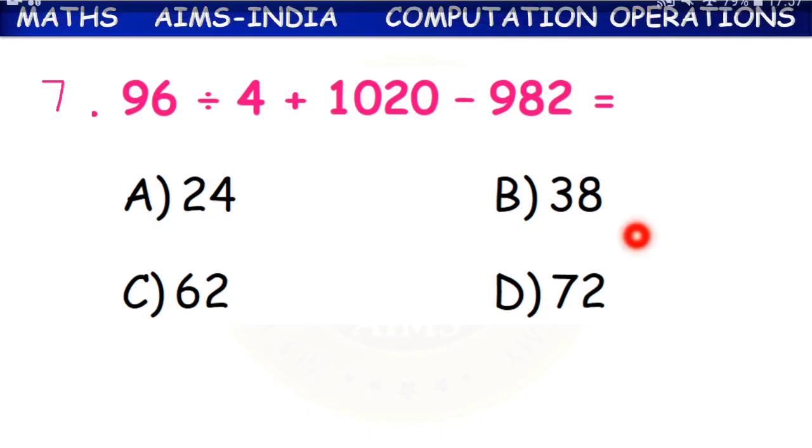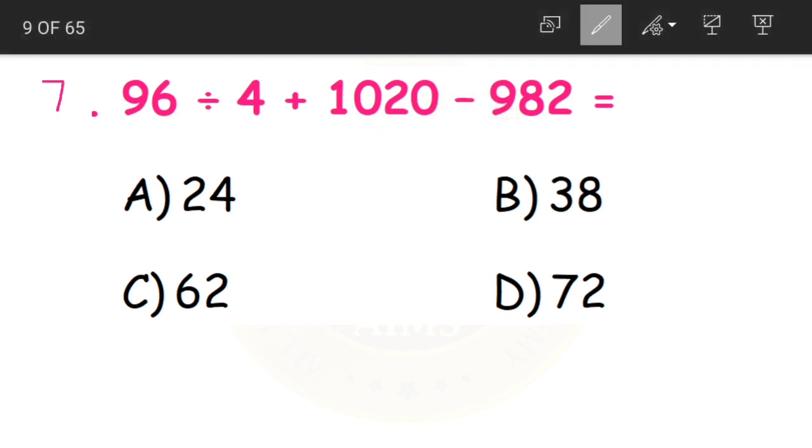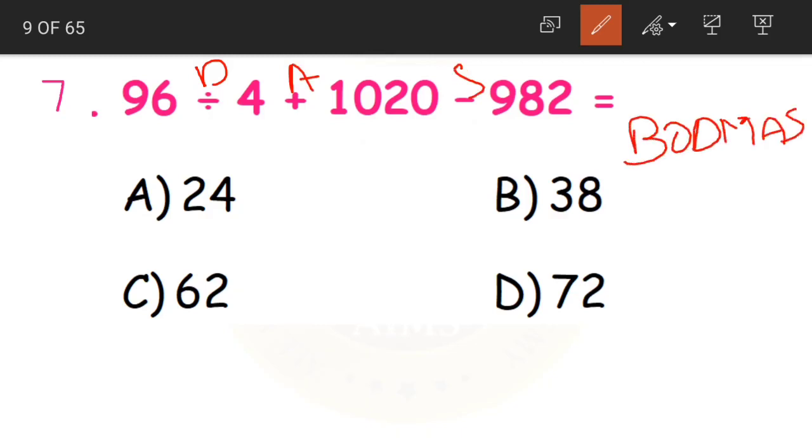Coming to question number 7. 96 divided by 4 plus 1020 minus 982. Now here we are having division, addition and subtraction. If you remember the BODMAS rule, yes, what should we do first? Division. So let us divide.